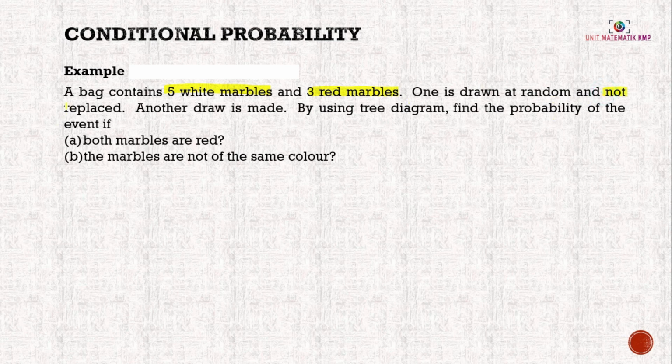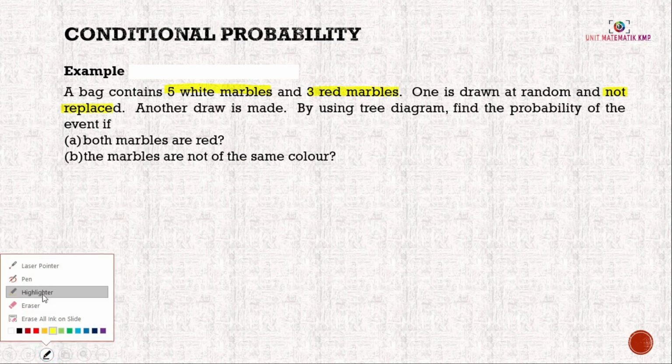So ada 5 white marbles dan 3 red marbles dalam sebuah bag. So kita akan draw from the bag. Dan the first marble yang kita dapat tu kita tak letak semula, and then kita ambil another one. So another draw is made. By using tree diagram, find the probability of the event if both marbles are red and the marbles are not of the same color.